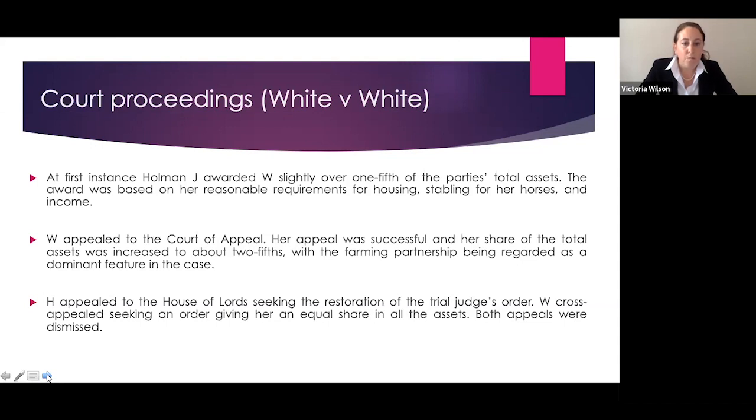Husband, needless to say, wasn't happy because he preferred the first instance decision. He appealed to the House of Lords and sought restoration of Holman J's order. And the wife cross-appealed because she wanted an equal share of all the assets. And the House of Lords ended up dismissing both appeals.